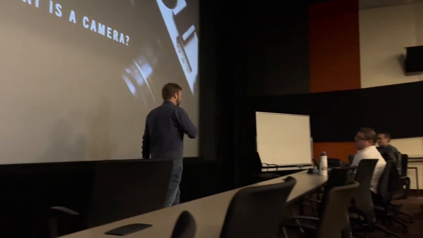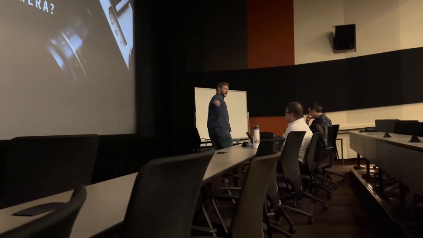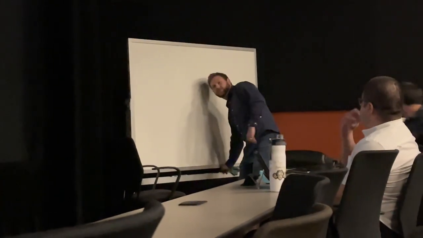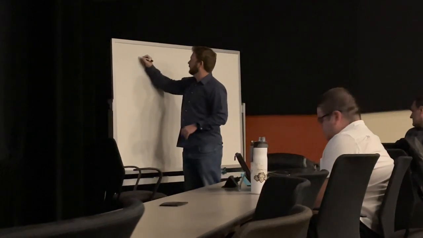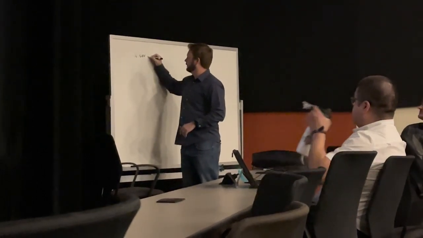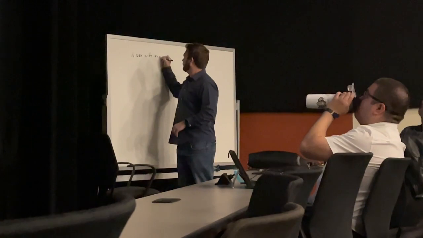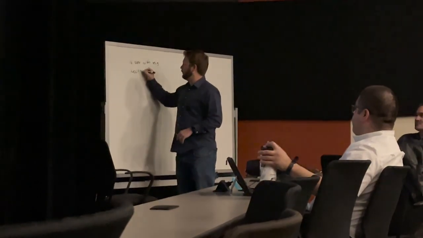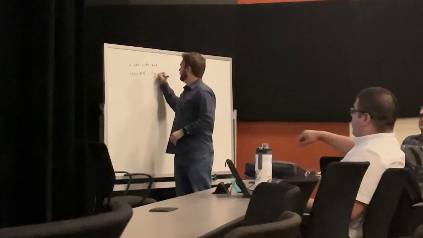It's a box with a lens on it. It is. Yes, it is. Fantastic. Thank you. I'm going to write these down a little bit. I'm going to do a little back and forth probably because I like whiteboards, as people in my class know. So it's a box with a lens. It records light. Yes, these are both absolutely true. Records light. Box with a lens. Fantastic. Keep going.